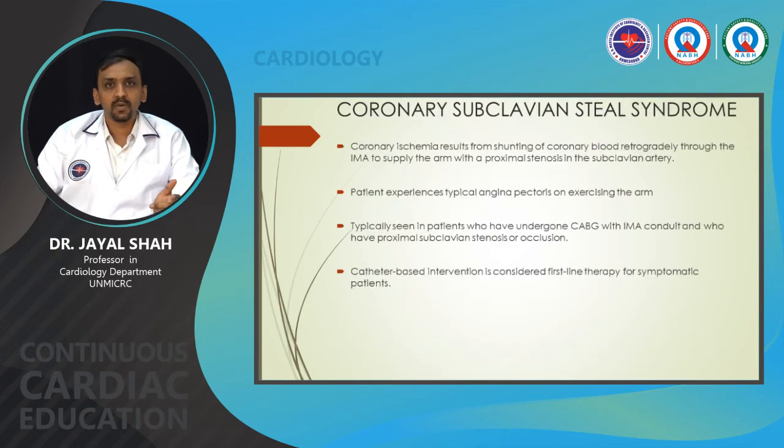So coronary subclavian steal syndrome is another variant of steal syndrome. In this case, coronary ischemia results from the shunting of coronary blood retrogradely through the internal mammary artery to supply the arm with a proximal stenosis in the subclavian artery. The patient in this case typically experiences typical angina pectoris on exercising the arm. It is typically seen in those patients who have undergone CABG with an internal mammary conduit and who have proximal subclavian critical stenosis or occlusion. In that case, catheter-based intervention is the first-line therapy for symptomatic patients, and it gives excellent results.